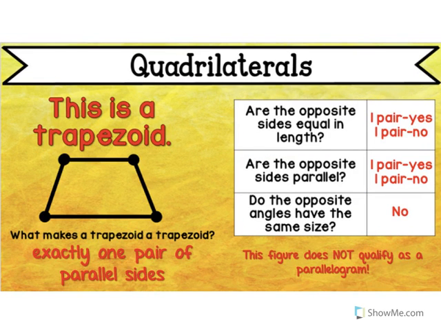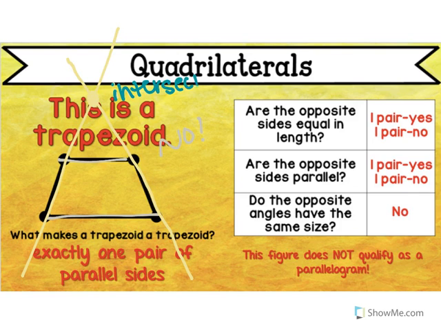Okay, the last one is not a parallelogram, and let me tell you why. This side and this side, are they equal to each other? No, they're not. So that's one way it's not a parallelogram. Now look at these lines. I extend them out, and look what happens. They touch right there. Those are intersecting lines. Even though they're not touching on the shape, it still makes them intersecting lines.